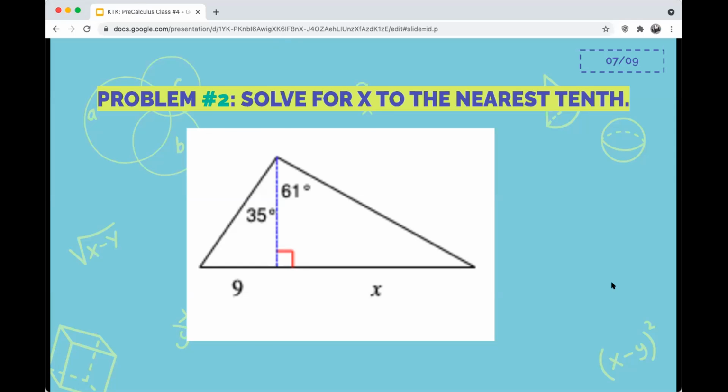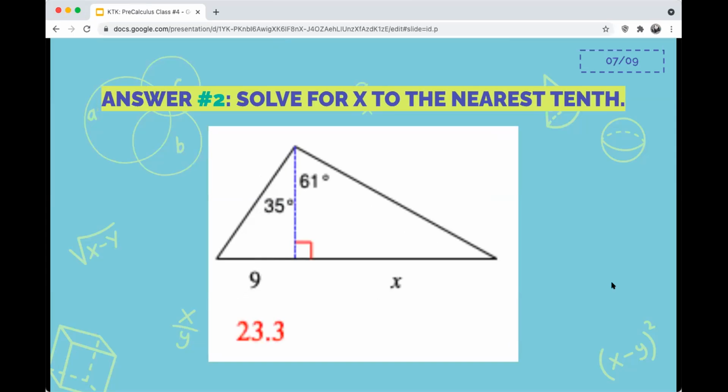All right, it's 6:20. Let's take a look at the answer. Our answer is 23.3. Are there any questions on this? I didn't see any questions when we were working through this, which means this should be clear, just basic trigonometry, and we can go ahead and move on to the next section.